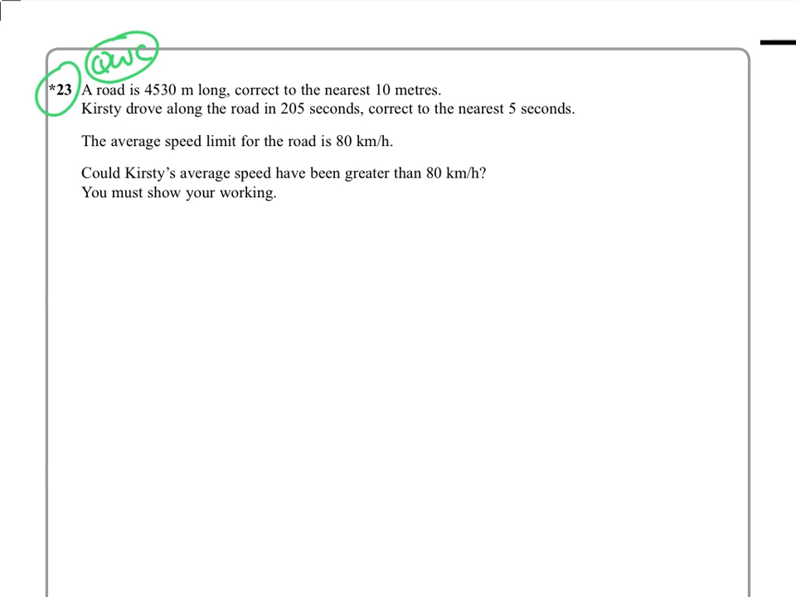A road is 4,530 metres long, correct to the nearest 10 metres. Now, this is all under upper and lower bounds. So if you take 4,530 metres, if that's correct to the nearest 10 metres, you've got to say to yourself, what's the most it can be, what's the least it could be that would round to 4,530. Now, to cut a very long argument on this, what I say to my students is, if it's correct to the nearest 10, you just cut the 10 in half and you get 5 each way.